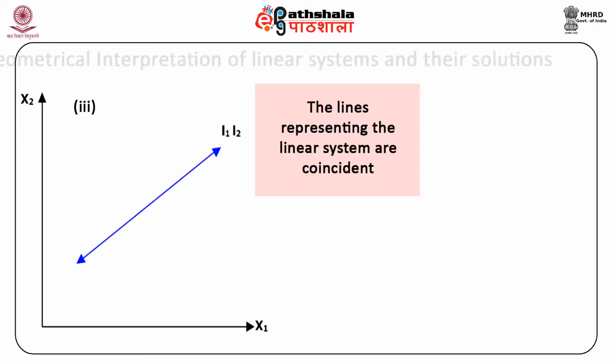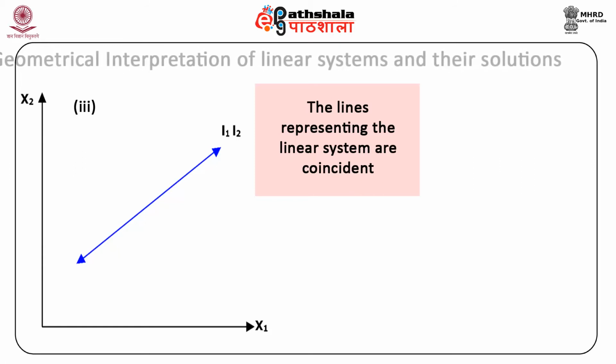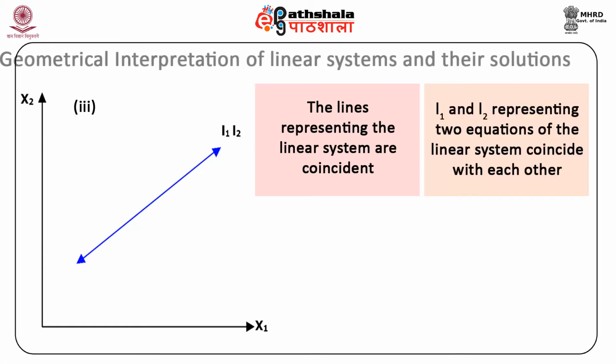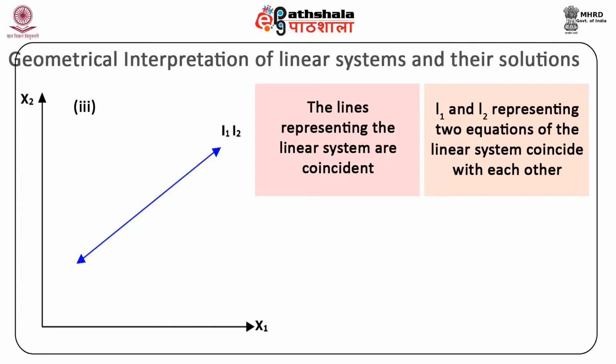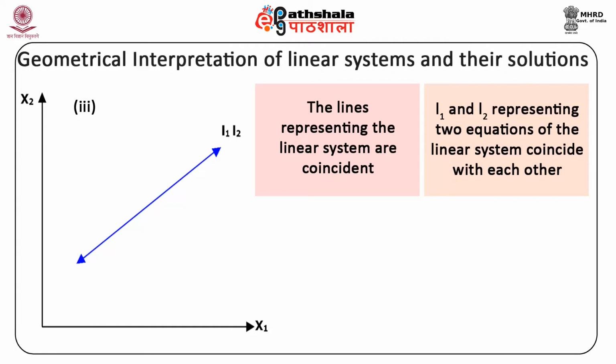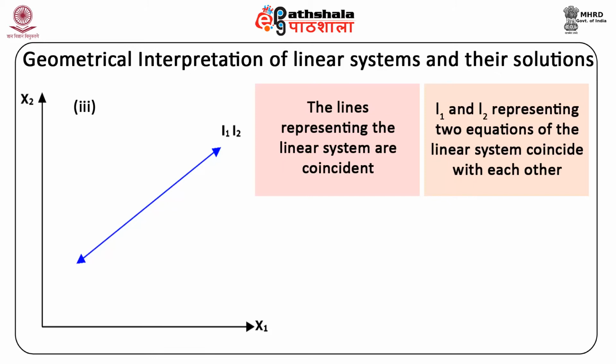Third, the lines representing the linear system are coincident. In this case, the lines L1 and L2 representing the two equations of the linear system coincide with each other. Each and every point is common to both lines, and therefore each point has to be a solution to the system. Clearly, the two lines are altogether the same, so each and every point of the common line has to be a solution. As the line in itself has an infinite number of points, the solutions in this case would be infinitely many in number. This again is a case of a consistent system.